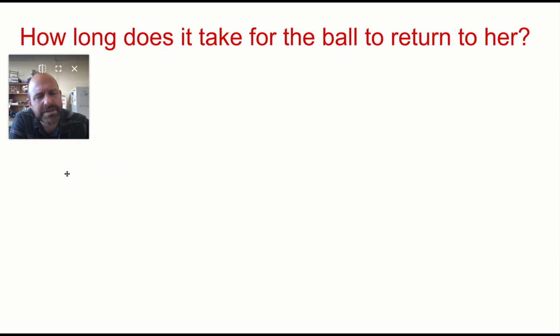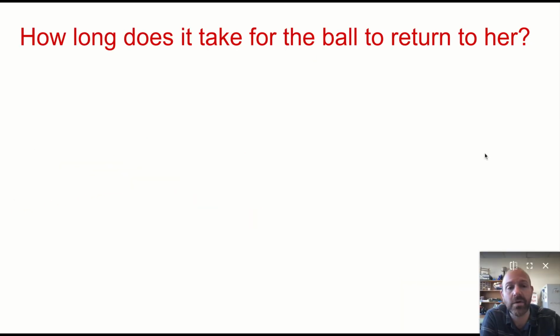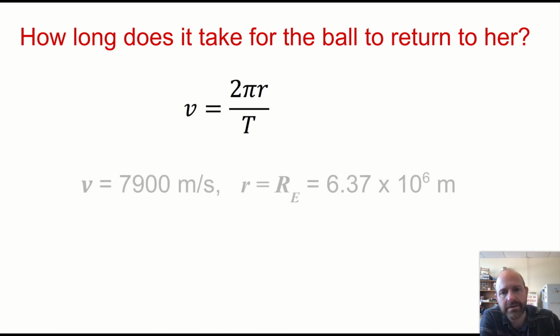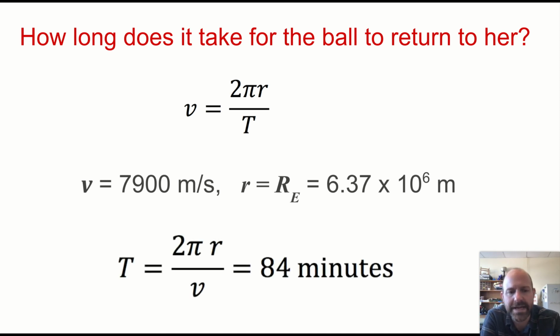So how long does it take the ball to get all the way around? This is the period of the orbital motion question. So we can start with the definition of circular motion speed, which is 2 pi r over the period, right? We know the orbital speed. We know the radius is the radius of the Earth here. We can find out that it's 84 minutes, which, if you recall, is the answer that I gave you for how long it took to jump back and forth down through the tunnel in the Earth in our previous video.